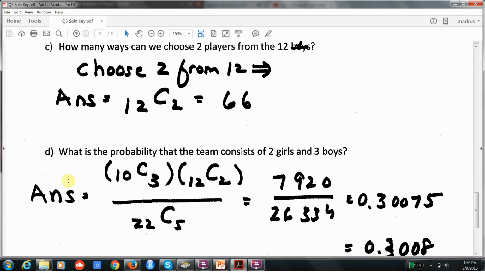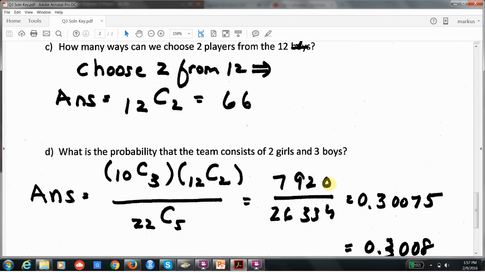I want to know how many ways can I choose 3 from the 10 boys? And how many ways can I choose 2 from the 12 girls? And these things multiply because they're independent. For every choice of 3 boys, we have 66 different ways we could choose the girls. So these numbers have to multiply. So this gives me the number of favorable outcomes.